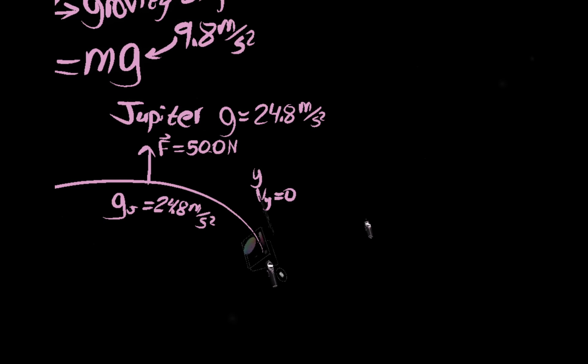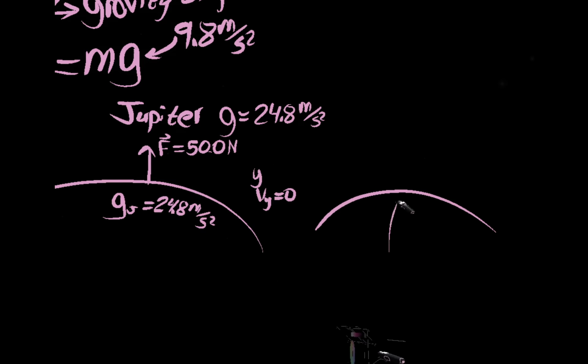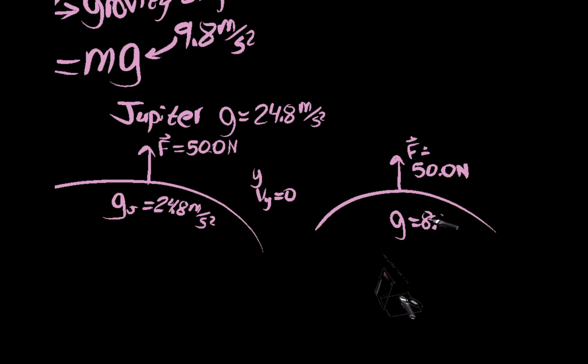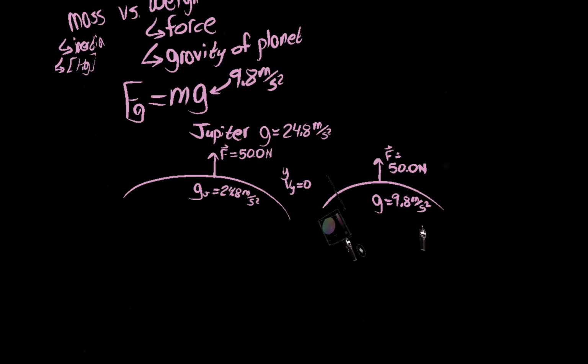And then do the same for Earth. If you jump the same force, you apply the same force against the Earth, F equal to 50.0 newtons, where g is equal to 9.8 meters per second squared, and you can see the difference. So your weight, you obviously weigh something different on these different bodies because the acceleration is different.